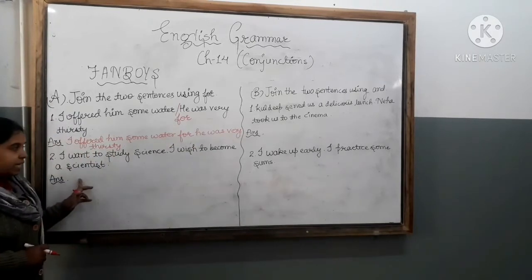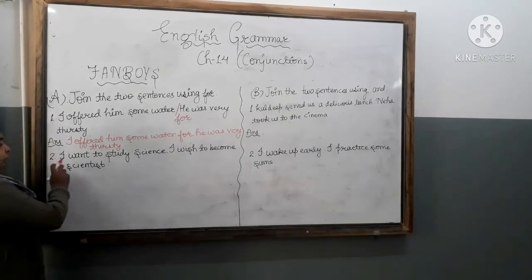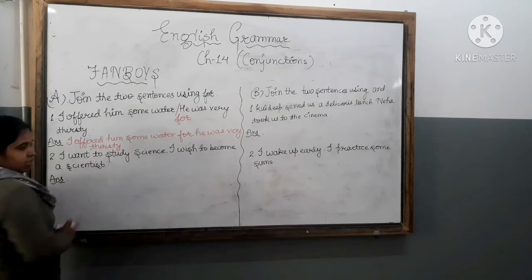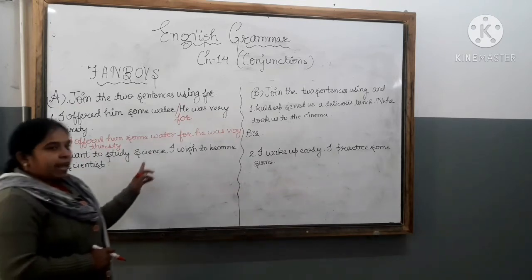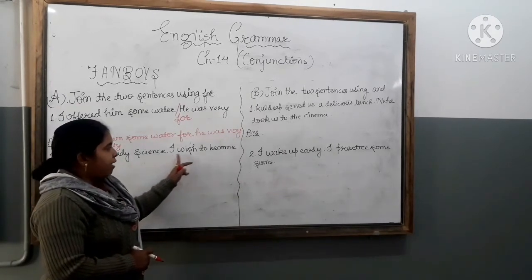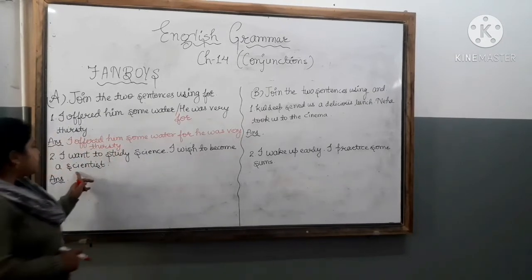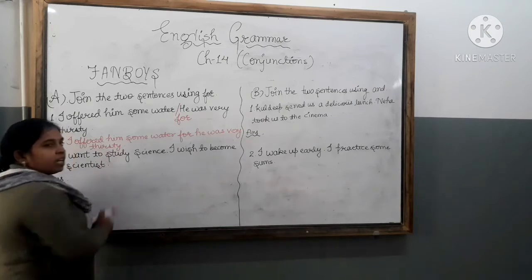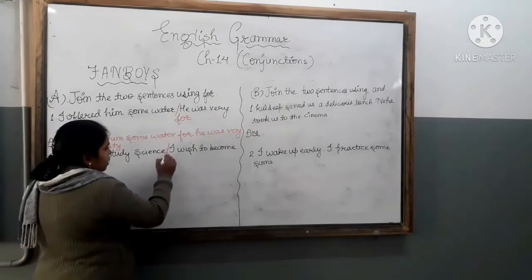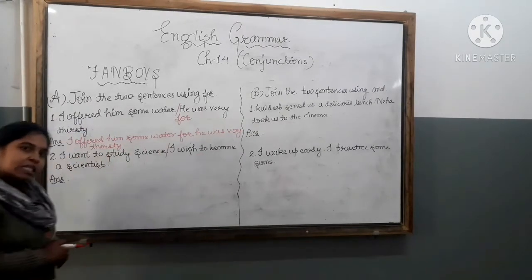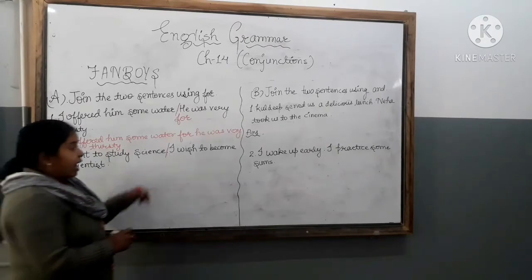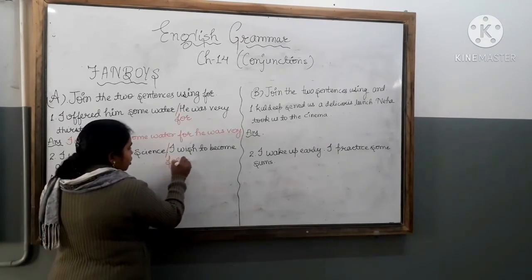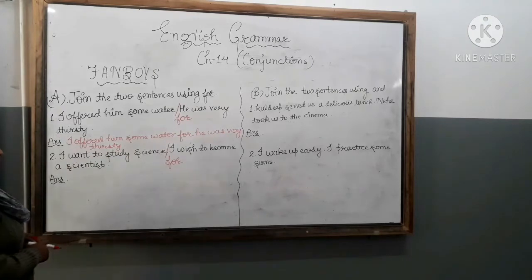Now we have one more sentence here. I want to study science. Then the another sentence, I wish to become a scientist. Now here, what is the reason for studying science? This is the reason, to become a scientist. So here we will add for conjunction to make a sentence.